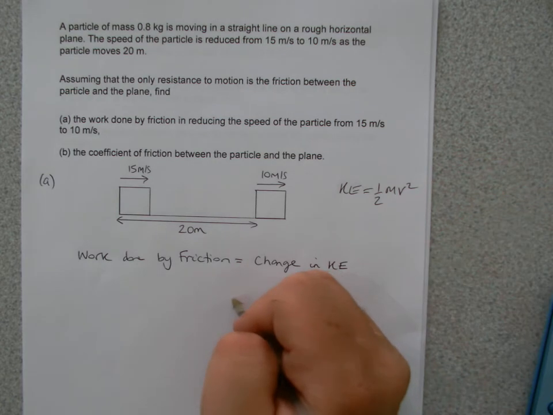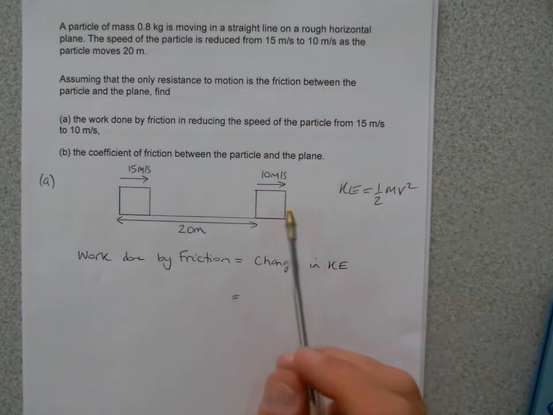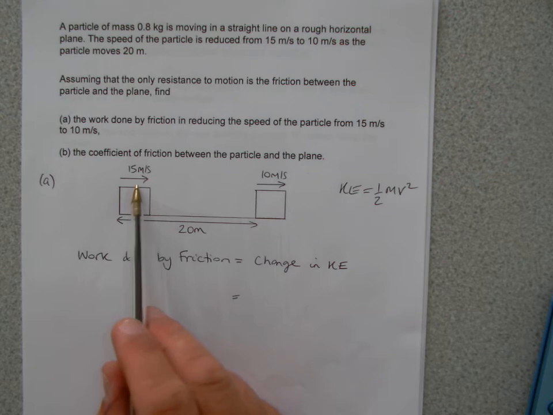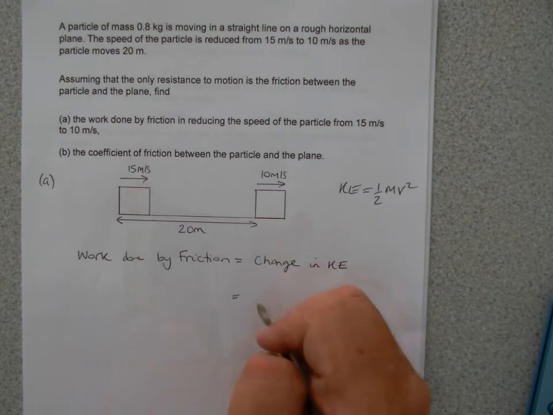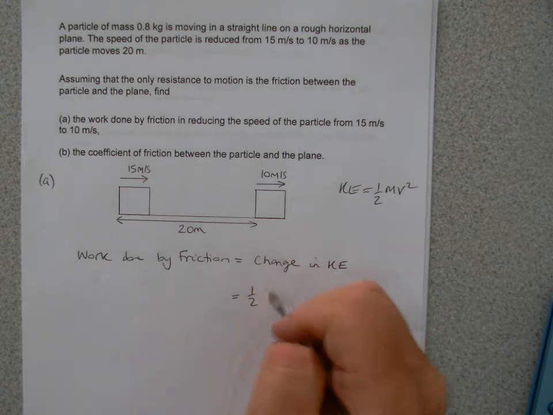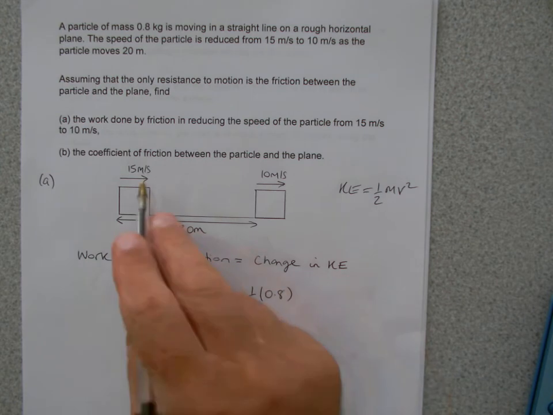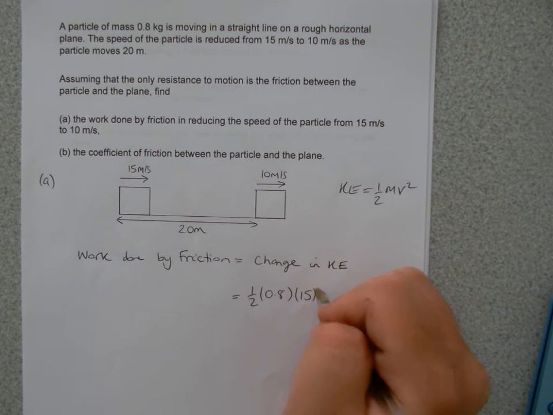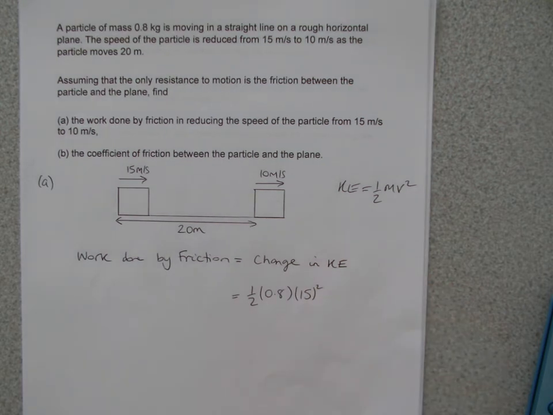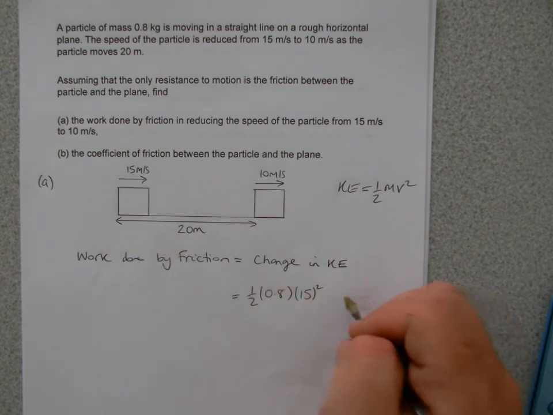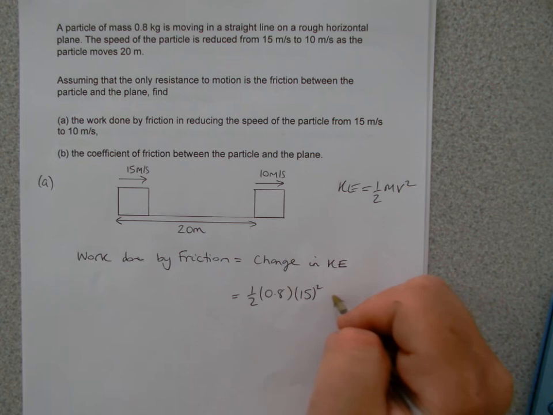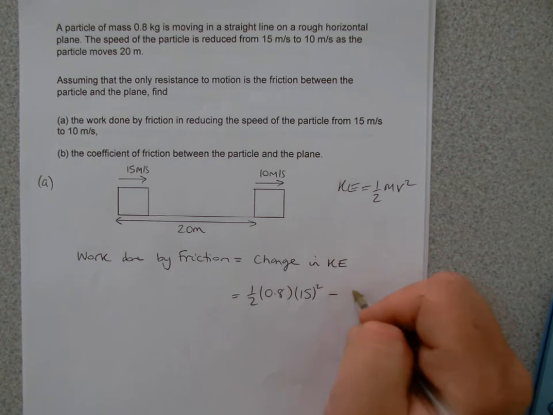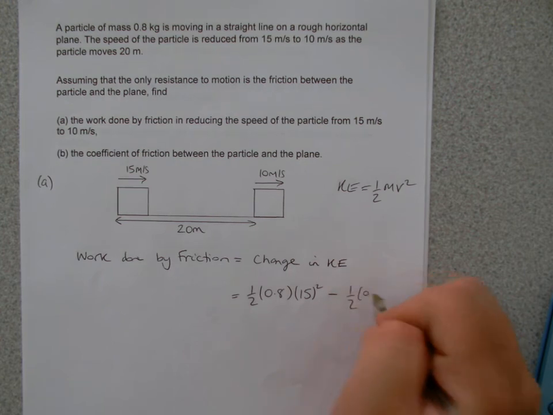So we'll see what the change is. Well, we started with this speed here, didn't we? So it'll be half times the mass, which is 0.8, times that speed, which is 15, and you've got to square that speed, of course. So that's the kinetic energy we had to begin with. Well, we work out what kinetic energy we had at the end, and then we'll see the difference. So we need to take them away to work out what that difference is.